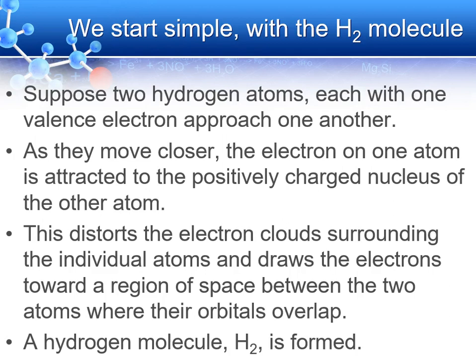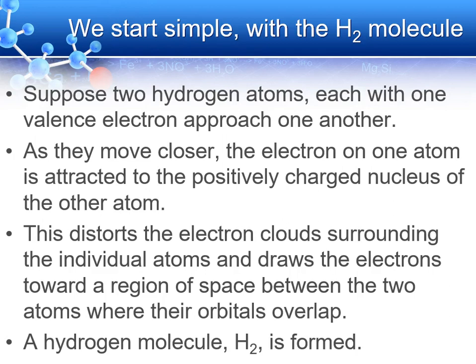As they move closer, the electron in one atom is attracted to the positively charged nucleus of the other atom. Remember, each one of these atoms has a perfectly spherical 1s atomic orbital, but as the two atoms get closer together, their 1s atomic orbitals are distorted. Their electron cloud surrounding the atoms draws the two electrons toward a region of space between them. So that would form a molecular orbital.